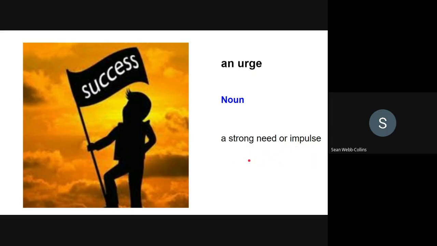And what's the adjective? Urgent. For example, there's an urgent call for you at the office. Please go answer it. And the adverb, urgently. So once more, the word forms are the adverb urgently, the adjective urgent, the verb urge, and the noun, an urge.